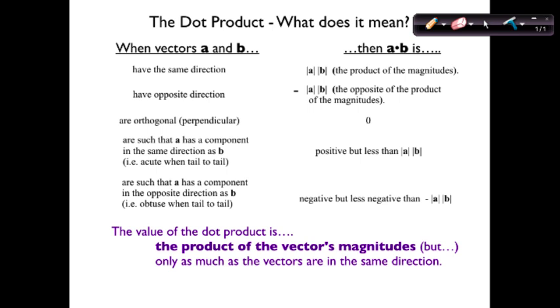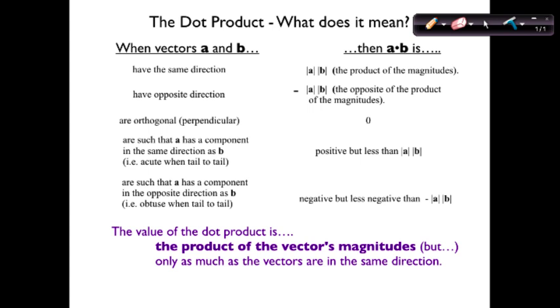How much are they in the same direction if they're orthogonal? They're not in the same direction at all. See that? So that's why you get 0. If they are in the same direction, you get the product of the magnitudes. And if they're kind of in the same direction, you get the product of the magnitudes, but only as much as the one is in the direction of the other.